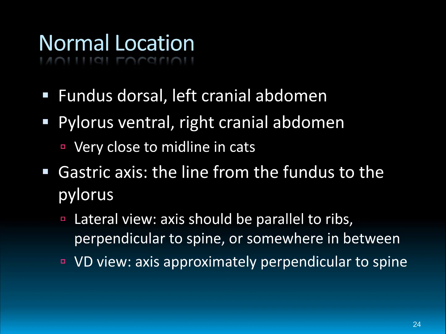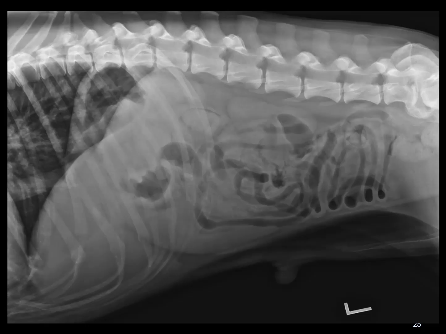that's important not so much for the stomach as maybe for the surrounding organs, because if there's enlargement of the liver or a small liver, that's going to shift the way the stomach lies. And so identifying the gastric axis can be helpful for assessment of other organs in the abdomen. On the lateral view, that axis should be about parallel to the ribs or perpendicular to the spine. A little bit of variation depending on if it's a deep-chested dog or not. And then on a VD view, it really should be perpendicular to the spine.